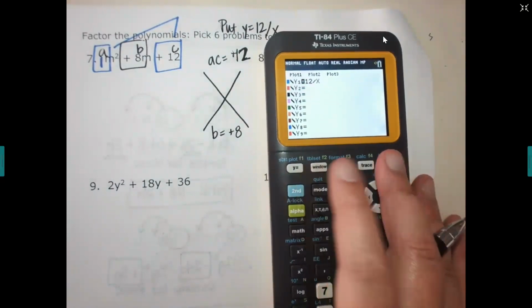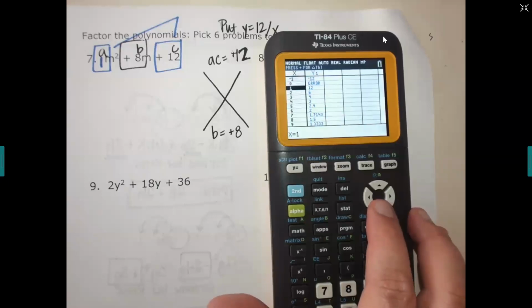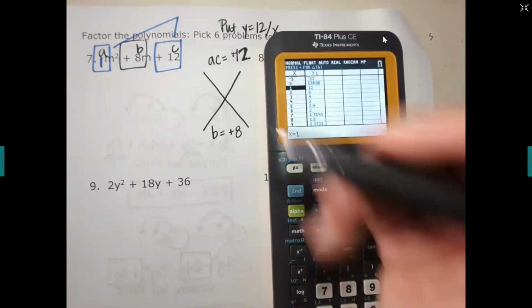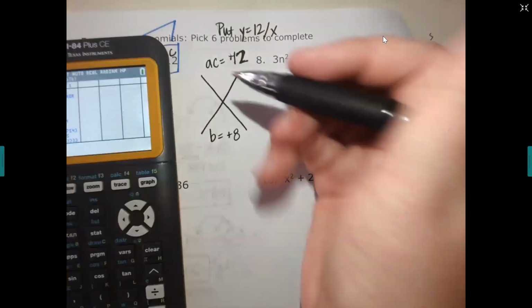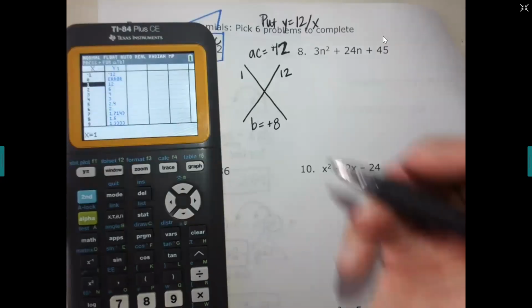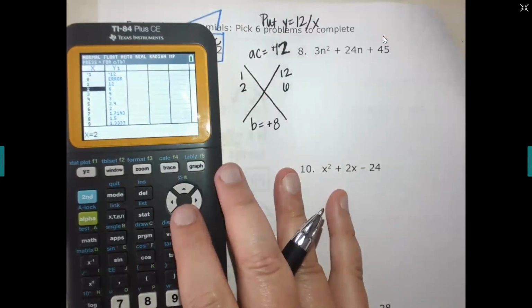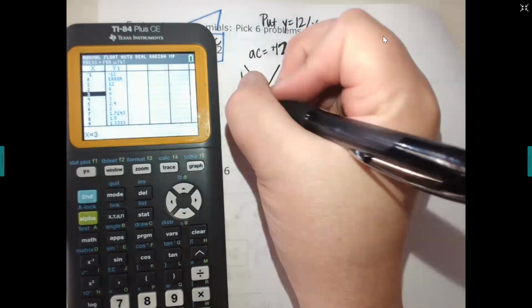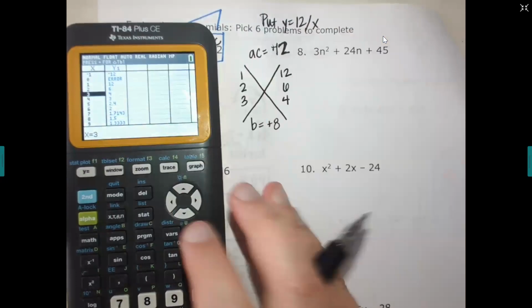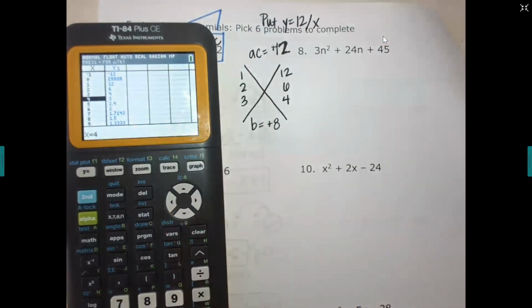Then second graph. Notice I'm not going to start with 0 because it's an error. I'm going to start with 1. So I have 1, 12. Then I have 2, 6. Next one is 3, 4. And then after 3, 4 comes 4, 3. And remember, as soon as you hit a repeat, you can stop there.